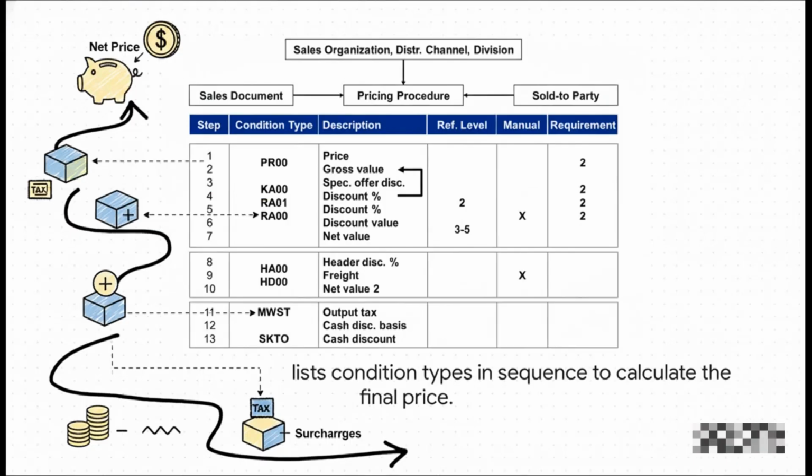So what is a pricing procedure? Well, it's pretty simple, really. It's just a list of all the condition types that could possibly apply to a sale, arranged in the exact order they need to be calculated. It starts with the base price, then it subtracts discounts, adds on surcharges, calculates subtotals, and finally adds taxes. Every single step is laid out right there in sequence. Okay.